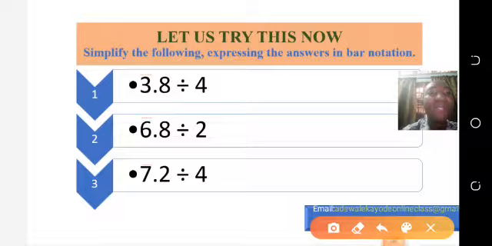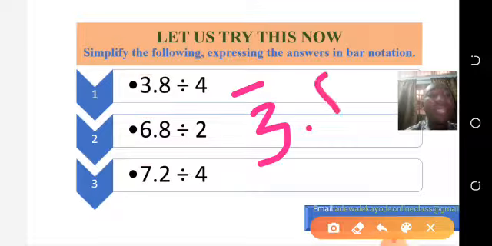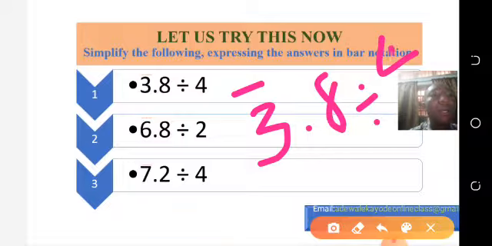The first one is bar 3.8 divided by 4. How do we go about that? The divisor is 4, and the dividend is bar 3.8. Bar 3 is not a multiple of 4. So what are multiples of 4? Good. 4. We can pick 4 because 4 is greater than 3.